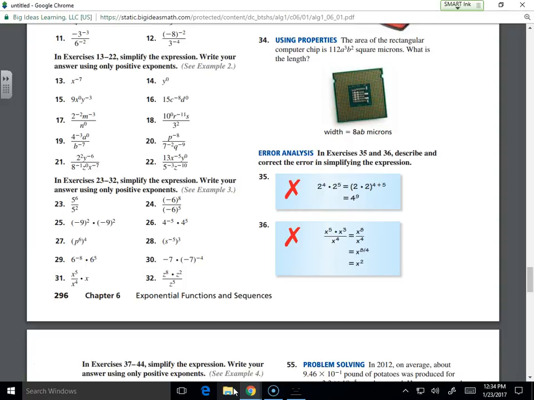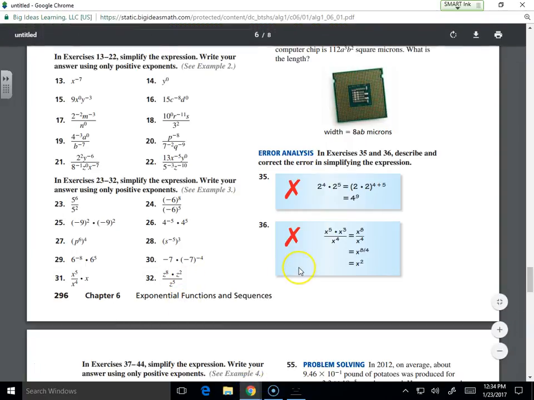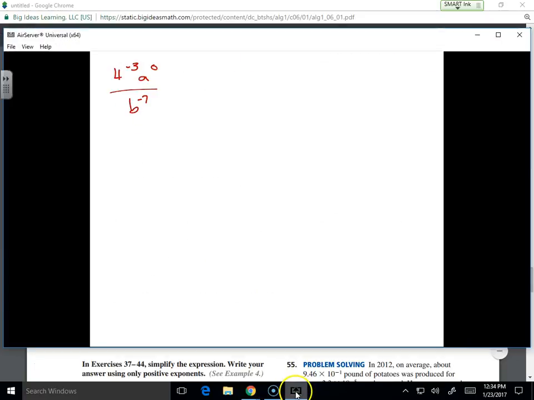Alright, you guys are looking at number 19 real fast. You see 4 to the negative 3, A to the 0, all over B to the negative 7. Now, Jackson, I'm not going to get to all your questions today, but please feel free during lunch or after school to ask me more. But I do want to get to at least a couple of them, alright? So our goal, our directive, was to simplify.